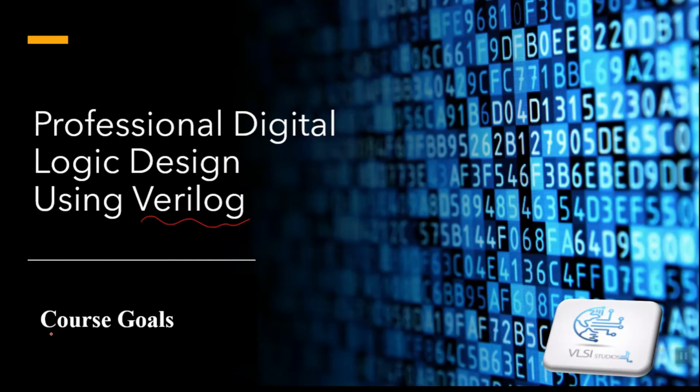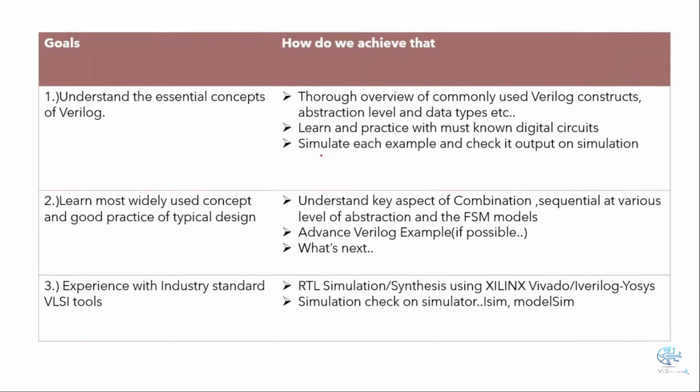So the first thing about learning any course is to know about its goals and what outcomes you're going to achieve after completing this course. In this course, we're going to divide our goals into three main and critical steps. The first is about understanding the essential concepts of Verilog.